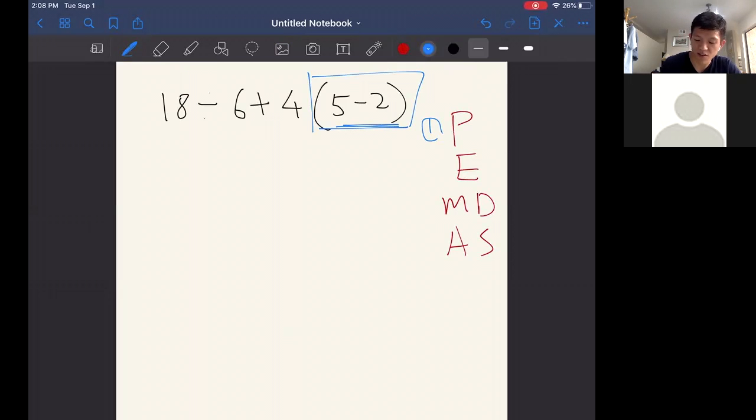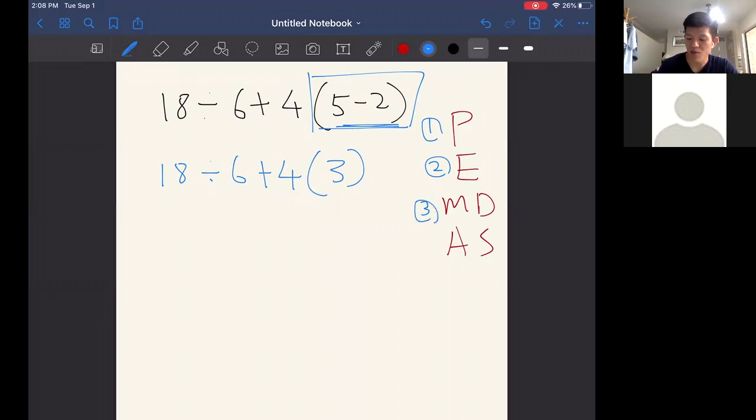So I'm going to write everything else as is without doing anything. Okay, now 5 minus 2 is equal to 3, right? So we did parentheses first, okay? After this, we have to do exponent, but I don't see any exponent here, so we pass, okay?